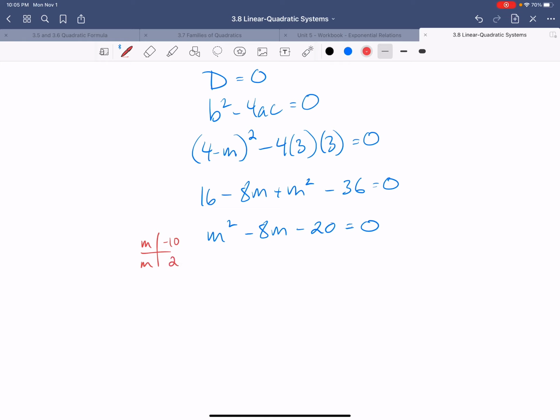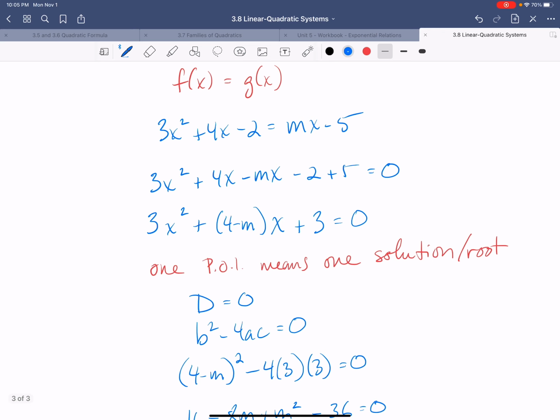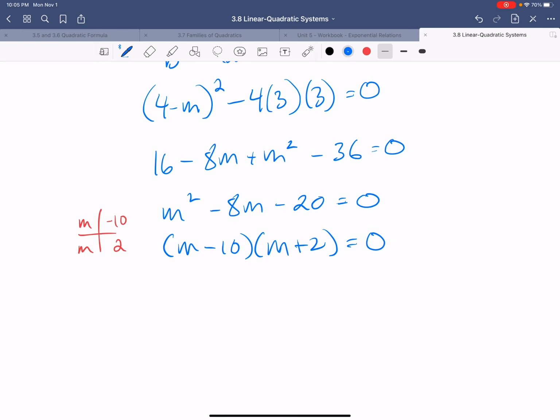Negative 10 and 2 will work here. So m minus 10, m plus 2. So now we're talking about m's. All the x's and stuff are gone, right? Because we're not talking about what the x value is. I don't care about the zeros. I want to know what the slope is. That's what the original question asked me.